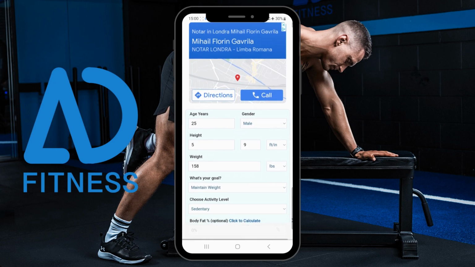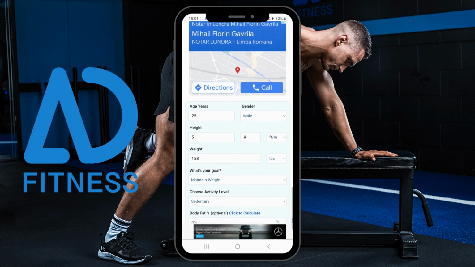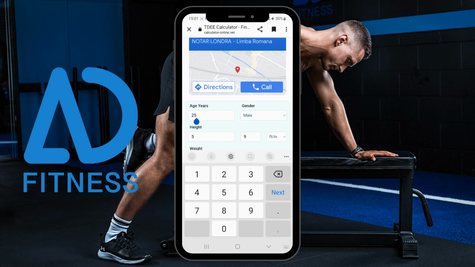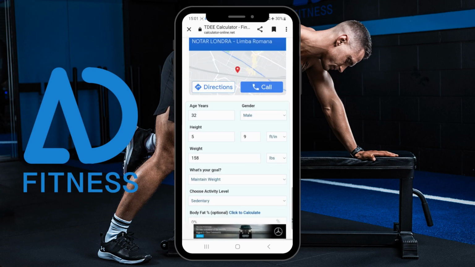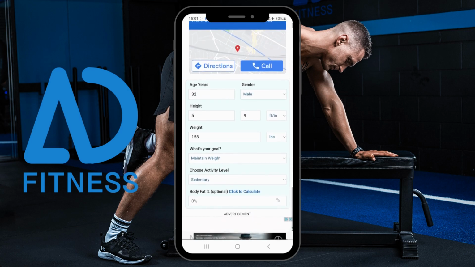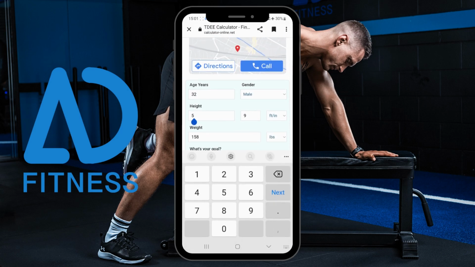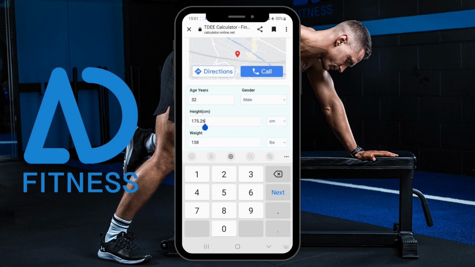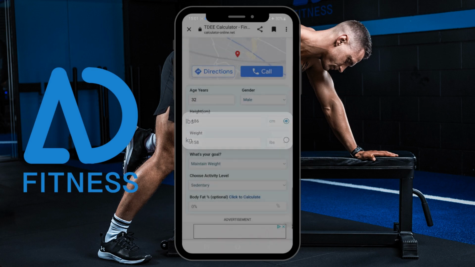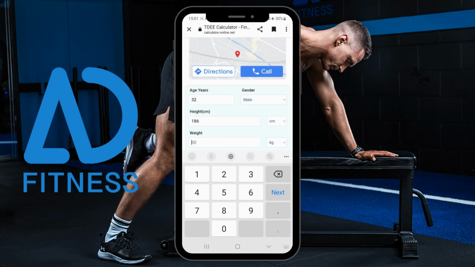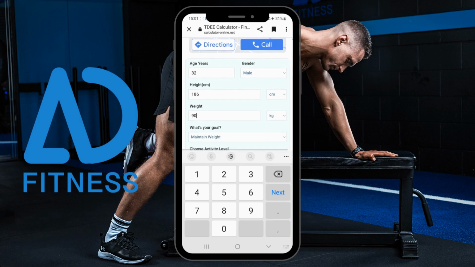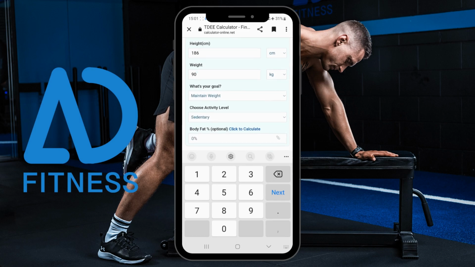So this is the calories that you will burn based on everything: your metabolic rate plus your activity levels. The great thing about this calculator is that you can select your metrics. To start, you're going to enter in your details. Depending on what way you like to measure, you can change pounds, kilos, centimeters, or feet. Enter in your details as best you know them.